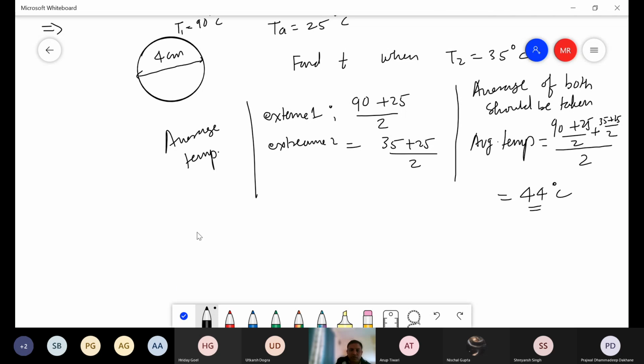The balance in this case will be this: mCp dT by dt, isn't it? This is nothing but the change in the internal energy of this ball, which should be equal to the heat dissipation by convection, isn't it? So heat dissipation by convection will be... do you all agree or not? This will be the balance equation.